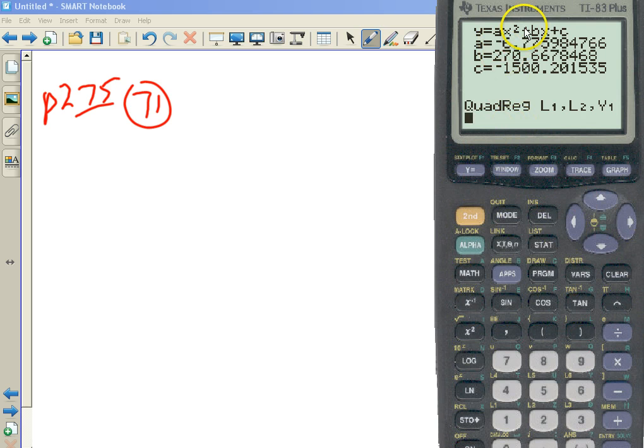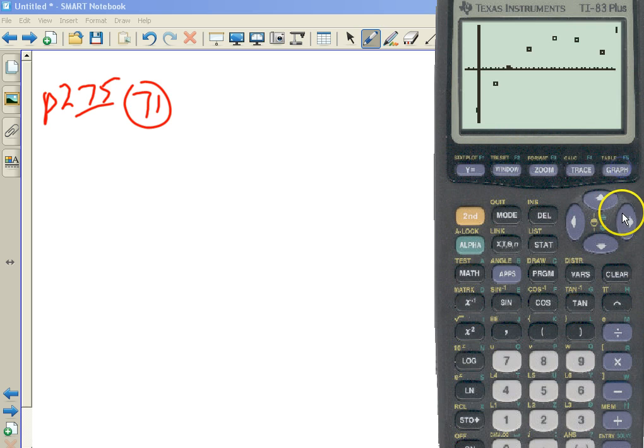Now, how good a match is that? Well, graph it. Does it look like a good match? Yes. Remember when it's basically perfectly quadratic, yes. Now, how would you know that without graphing it?